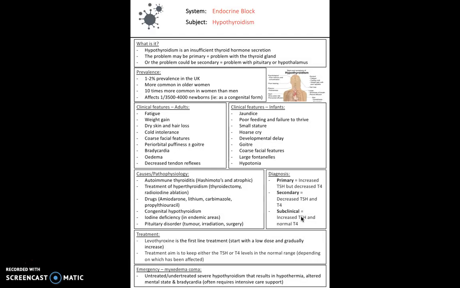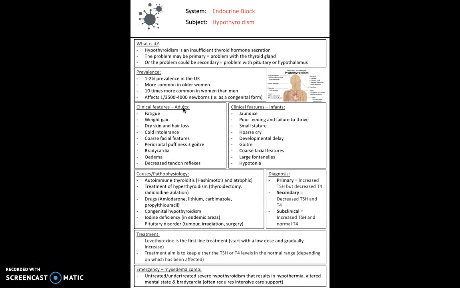It's got around a 1 to 2% prevalence in the UK, and what's really important is it's 10 times more common in women than it is in men, predominantly those older women. And it can occur as a congenital form as well. 1 in 4,000 newborns can suffer from hypothyroidism. It's really important to differentiate the symptoms between hypo and hyperthyroidism, and they're usually the opposite, as we'll see in a moment.